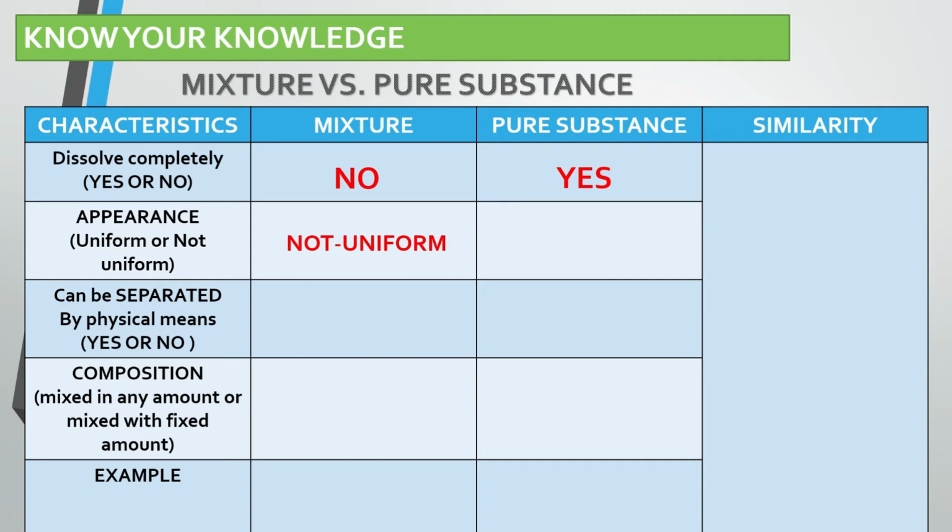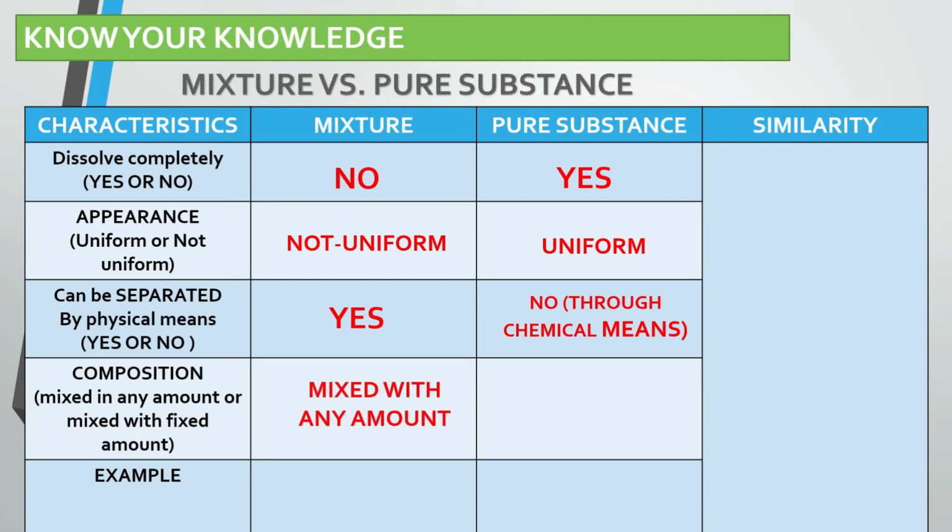In a mixture, in terms of appearance, it is not uniform because you can determine the shape and the color as well as the taste of the different substances being mixed in a certain bowl. For example, the halo-halo, the salad that I showed. Then in terms of pure substance, they are uniform in appearance. Next, can it be separated by physical means? Mixture, yes. Pure substance, no. You can separate them through chemical means. And composition: a mixture can be mixed with any amount.